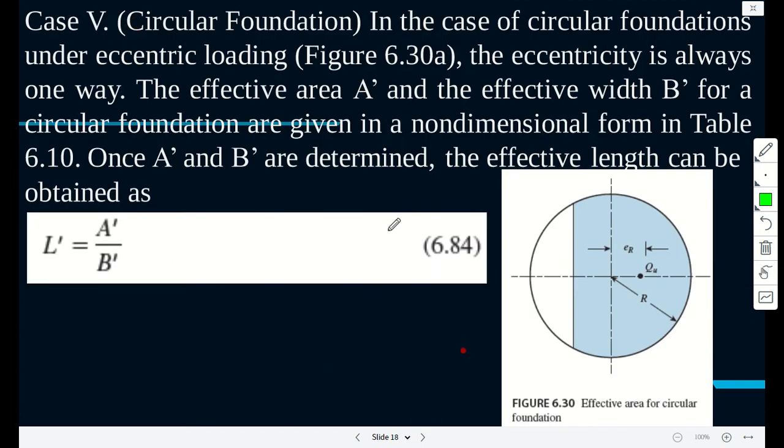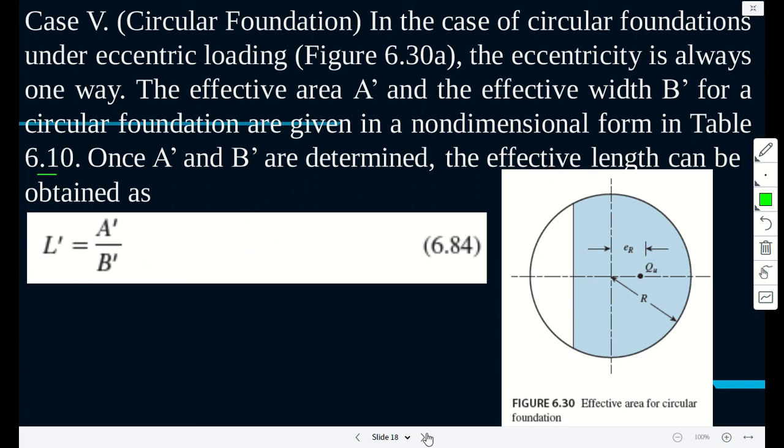And we can decide to have a circular foundation. So in the case of circular foundation under eccentric loading, this is the figure shown. The eccentricity is always one way because a circle is the same. If you decide to draw the radius anywhere, it is the same. So the effective area and the effective width for the circular foundation are given in non-dimensional form in table 6.10. Once A prime and B prime are determined, the effective length can be obtained as this.